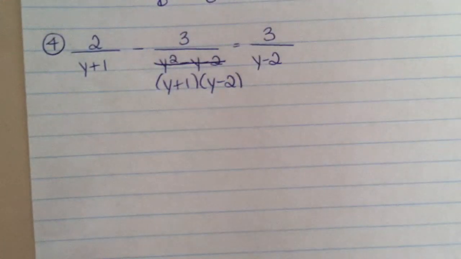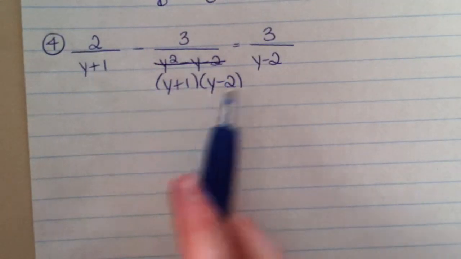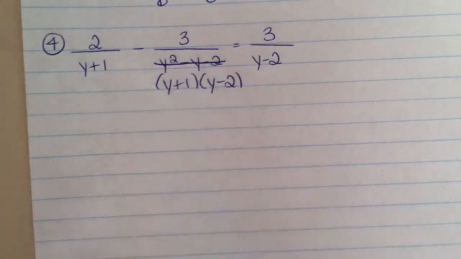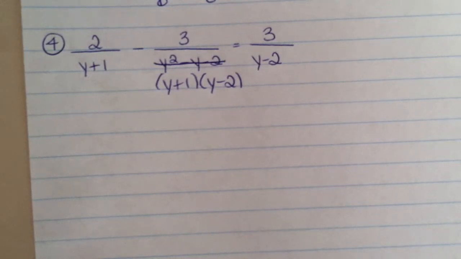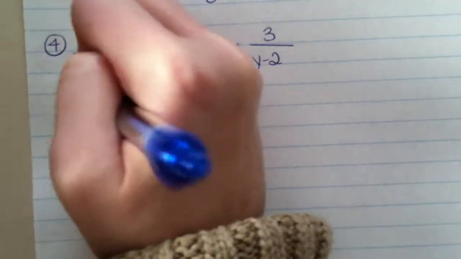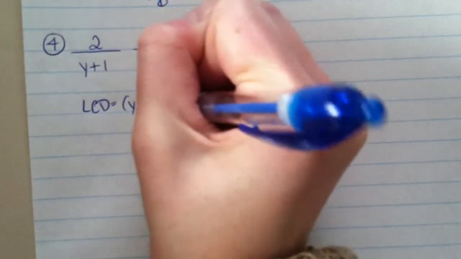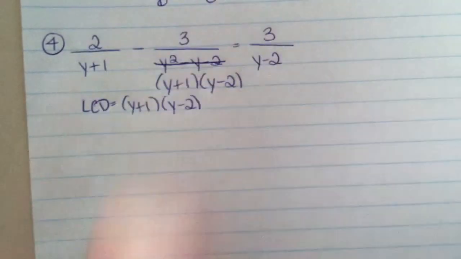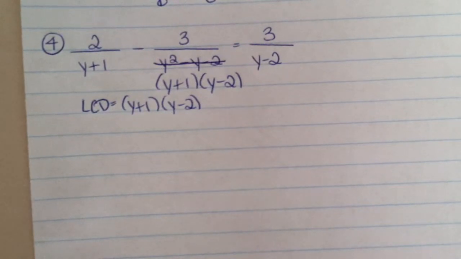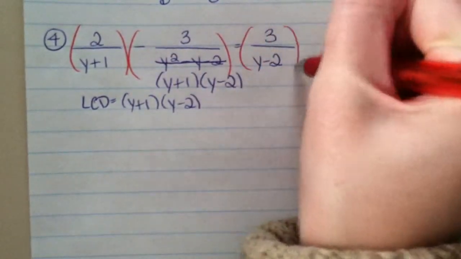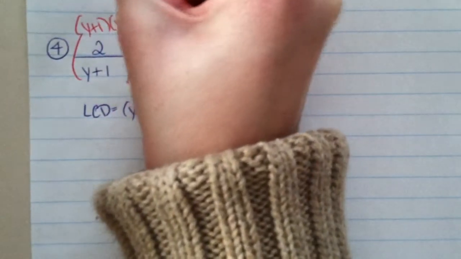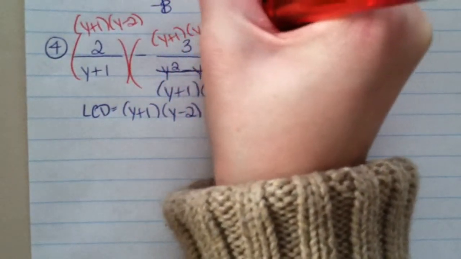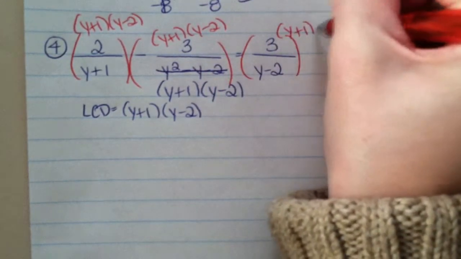Okay, so that has been reduced. They share and they share. So my common denominator is this entire expression. Do not FOIL it back. Leave it in factored form. So my common denominator for number 4 is y plus 1 times y minus 2. That whole expression is what I'm going to multiply each term by in order to eliminate the denominators. So y plus 1, y minus 2, y plus 1, y minus 2, y plus 1, y minus 2.